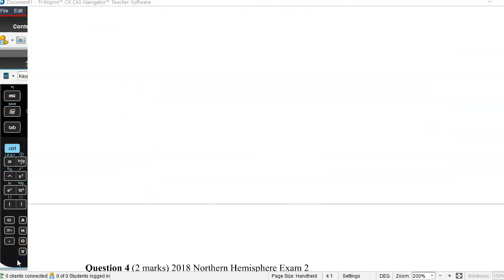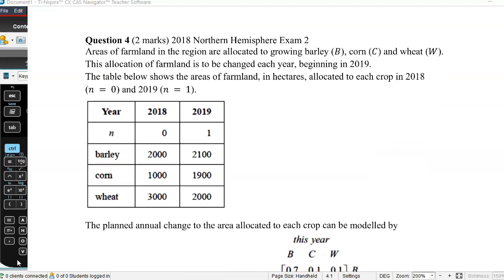So I've got one more question to look at. And this is from a Northern Hemisphere exam 2. So again, extended response, 2018. This was a question 4 also.